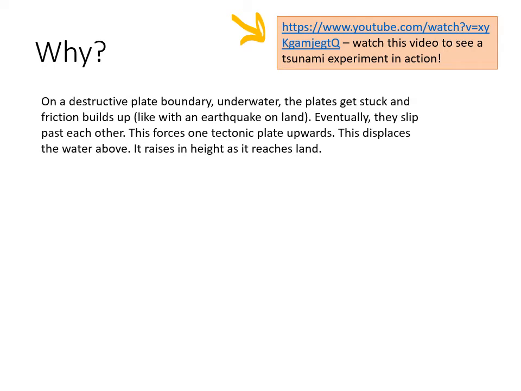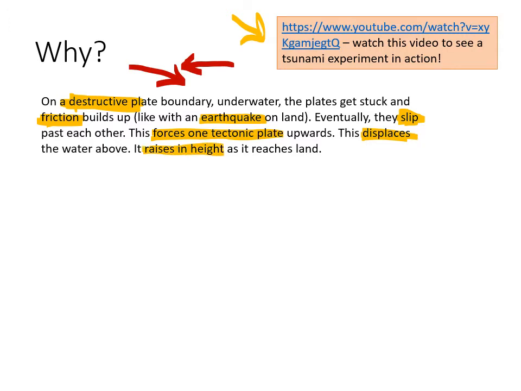So on a destructive plate boundary, remember that's when the plates are moving towards each other, we've got one plate moving towards the other one and it pushes down or subducts underneath. What happens is the plates get stuck and the friction builds up, like with an earthquake when we're on land. But eventually they're going to slip past each other, and as they slip, this forces one plate upwards. This then displaces the water above, raising in height as it reaches land.